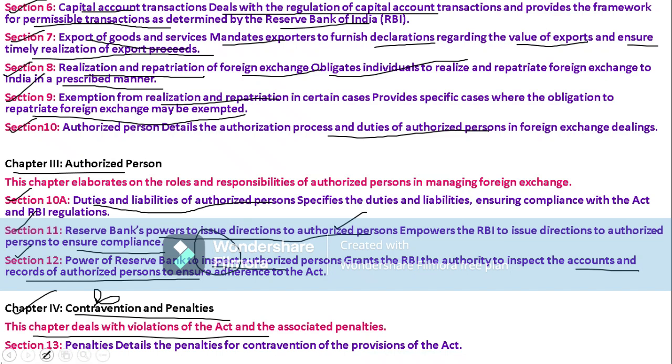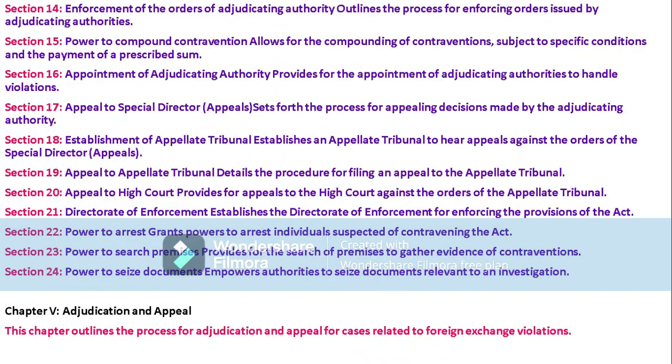So penalties, so section 13 means penalties details the penalties for contravention of provisions of the act. So section 13 deals with which contravention, which penalty, okay. Next section 14. If we see section 14, it means enforcement of orders of adjudicating authority, outlines the process for enforcing orders issued by adjudicating authority, okay.